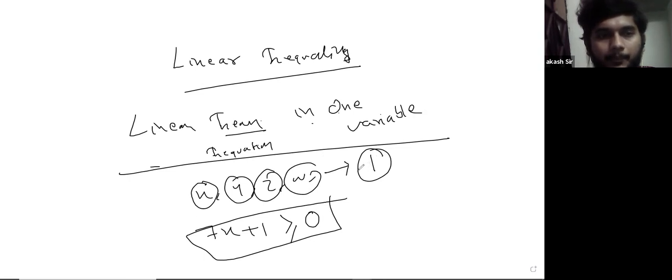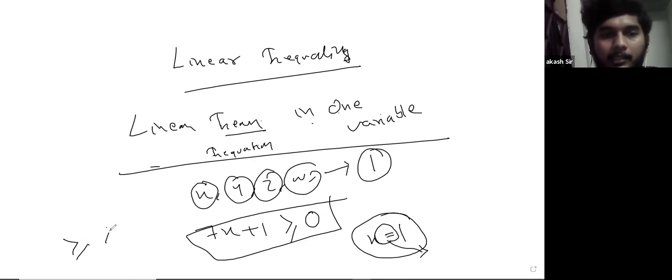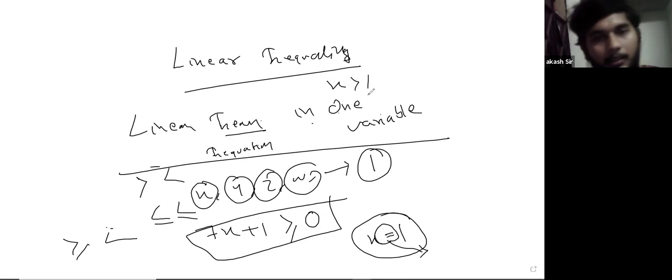Example. X is equal to 1. No, this is not an inequation. See, we have equality sign here. So this will be an equation. Inequation has to have this sign. You have to have greater than or less than sign. Okay, let me just give you an X greater than 1.